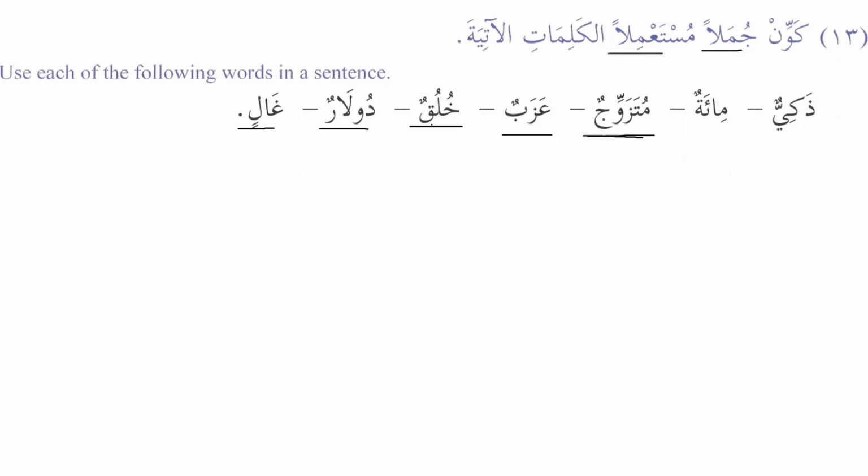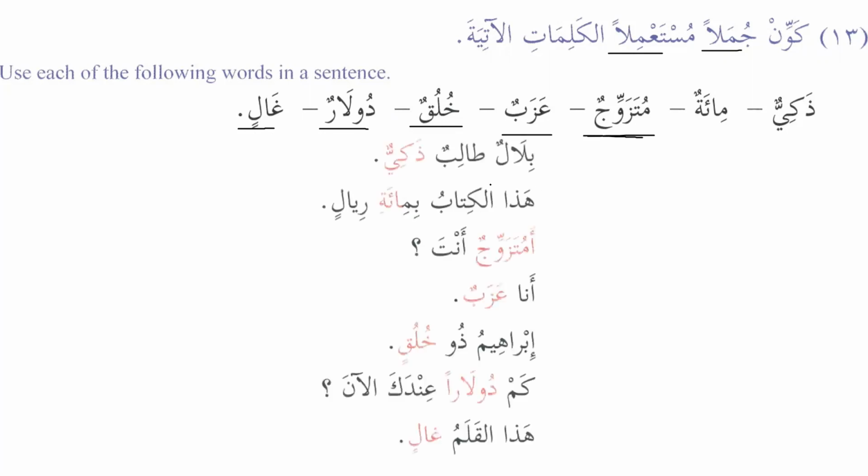And similarly, if you want to use khuluqun, you can say ana dhu khuluqin. And indi miyatu dularin wa hadha alkitabu ghalin. I have the answers here as well, so it's up to you. You can write down the answers that we have over here. For example, Bilalun talibun dhakiyun. Bilal is an intelligent student.